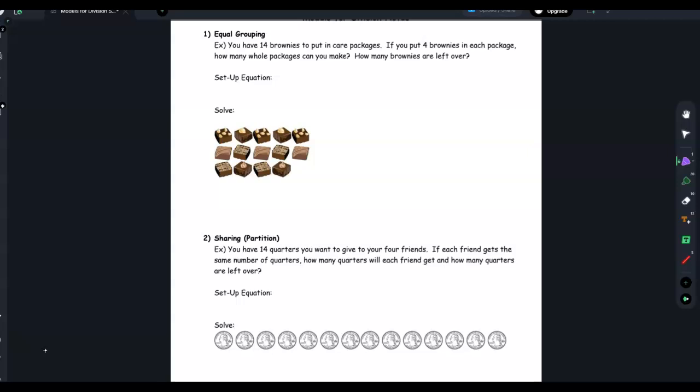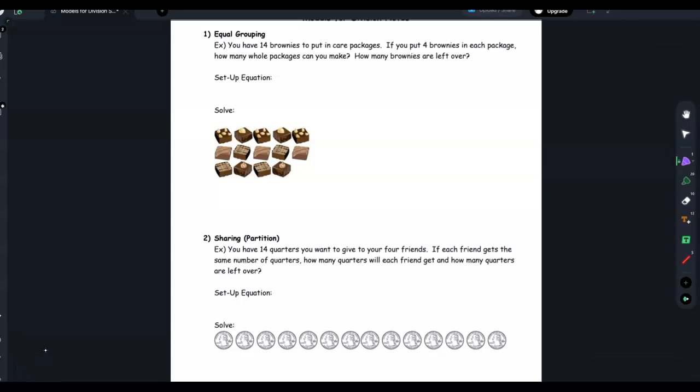Versus if you look at the sharing partitioning problem here, it looks very similar at first glance. It says you have 14 quarters you want to give to your 4 friends. If each friend gets the same number of quarters, how many quarters will each friend get and how many quarters are left over? So it sounds very, very similar. But in this one, do I know how many are going in each group? In this case, each group is a friend, and I don't know how many are going in each group. I do know how many groups I have. I have 4 friends or 4 groups, and they're each going to get the same number of quarters, but I don't know how many they're each going to get. So if I don't know how many go in each group, that makes it a sharing problem.